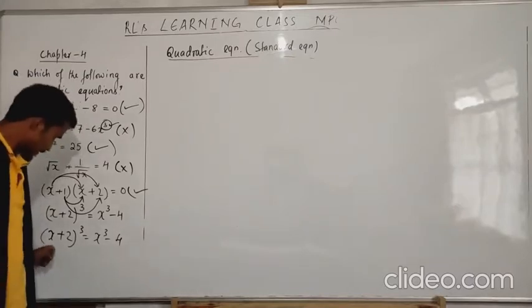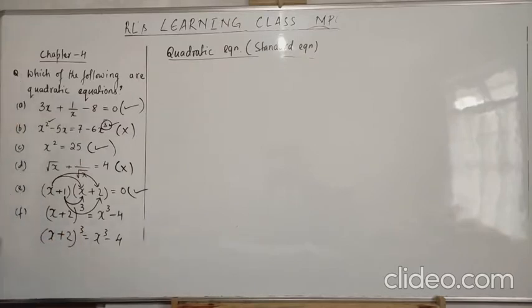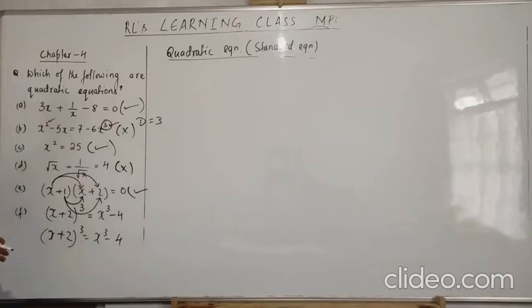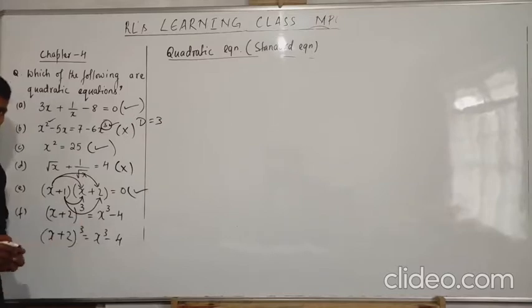Okay, now x plus 2 whole thing cubed is equal to x cube minus 4. It is a quadratic. Why? Even here also x cube, but this is not a quadratic. Here the degree is 3, and a quadratic's degree has to be 2. Then you may say that this is not a quadratic, but this is a quadratic. Okay, I'll show you why.